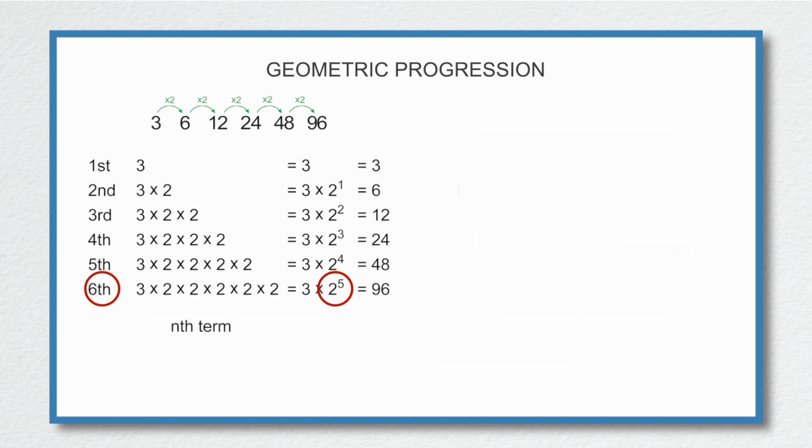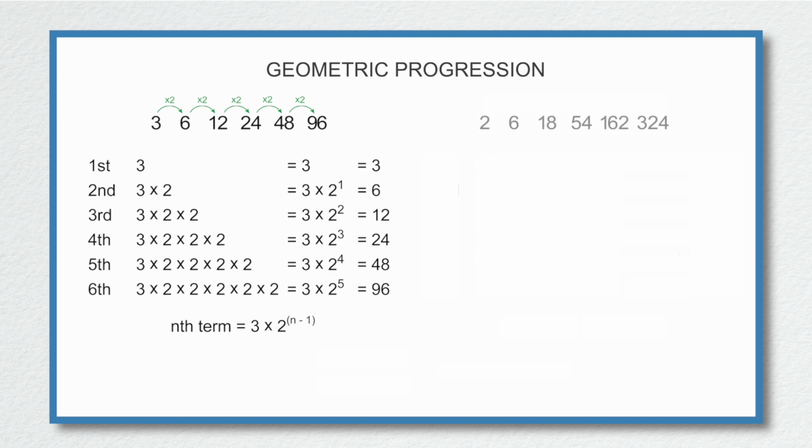So for the nth term, this is going to be 2 to the power of n minus 1. That is 1 less than the pattern number. So the nth term is going to be 3 multiplied by 2 to the power of n minus 1.